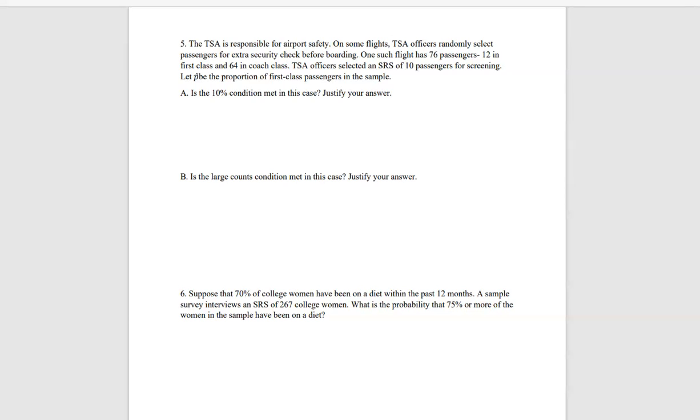All right. Next, what's the 10% condition formula? So the sample size has to be less than 10% of the population. All right, so what's my sample size here? Sample size, simple random sample of 10. So my sample is 10.